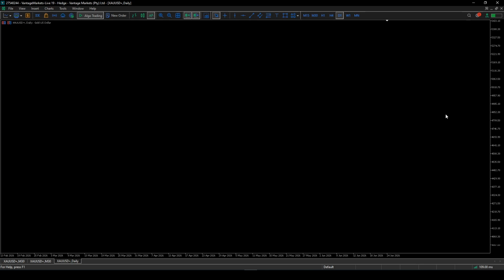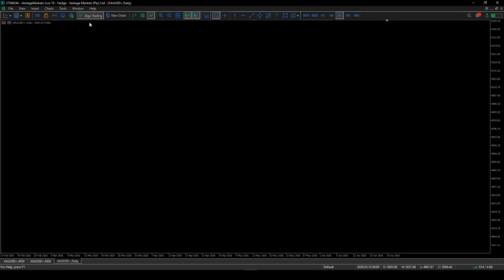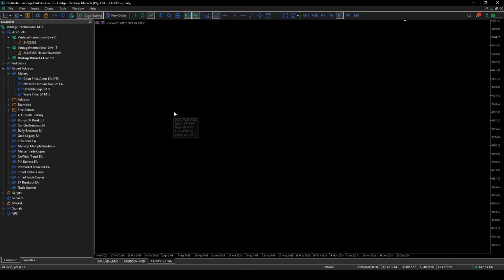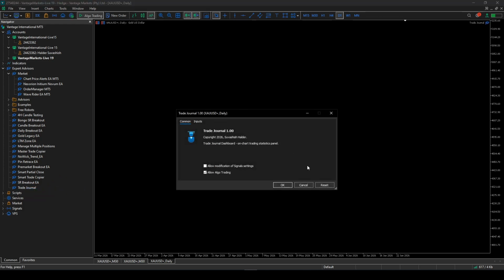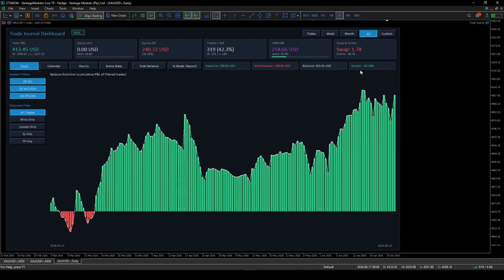Today I'm going to show you something I have been building for a while, and honestly, something I wish I had when I first started. It's called the Trade Journal dashboard. Here you can see, simply attach to the chart, and here you can see the details.